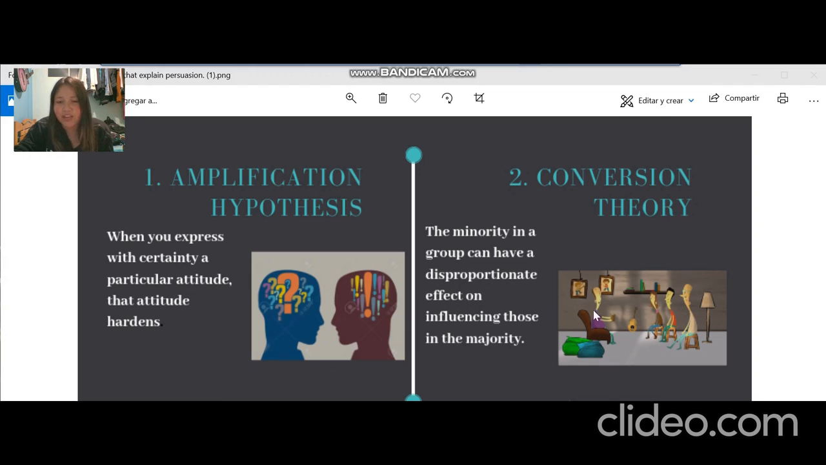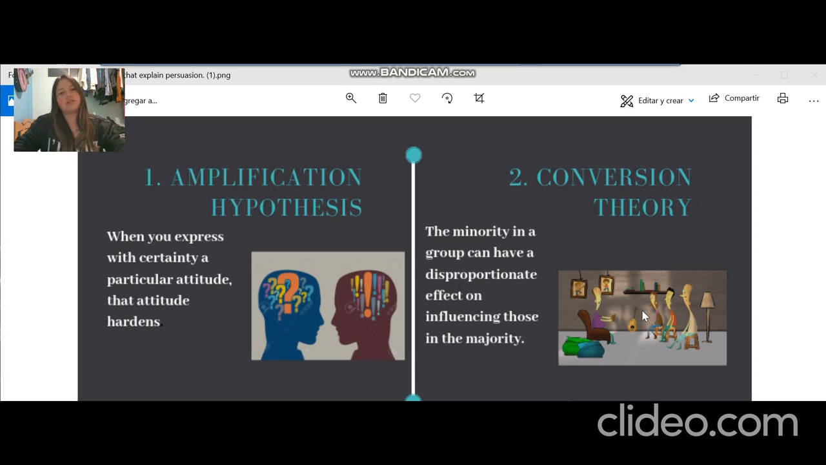And the second theory is called conversion theory. What happens is that in groups, the minority can have a disproportionate effect, turning many of the majority members to their own cause. This is because many members of the majority group are not strongly convinced of their cause. They have often been disillusioned with the group's purpose, process, or leader and are looking for a viable alternative.